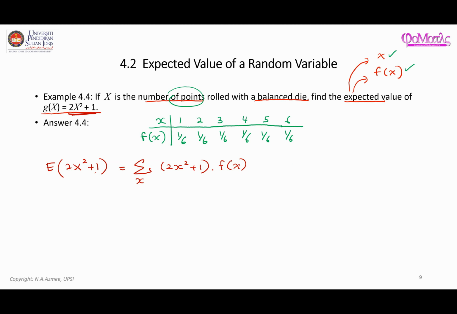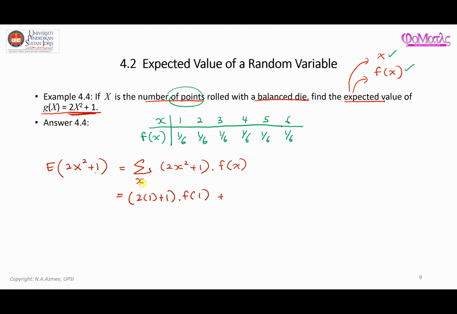So now, what this means is you have to keep on changing the value of x accordingly. You can see that the value of x is 1, 2, 3, 4, 5, and 6, and you're going to change it accordingly every time. Now, we're going to see when x is equal to 1, what happens here. It is going to be 2 times 1 plus 1, times f1. That is the first one.